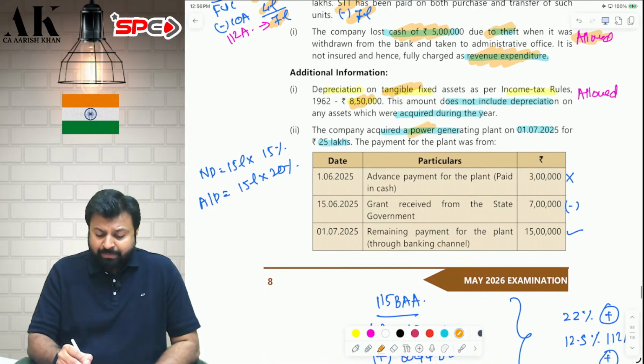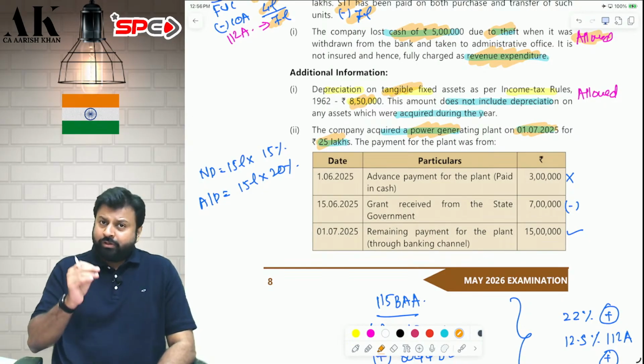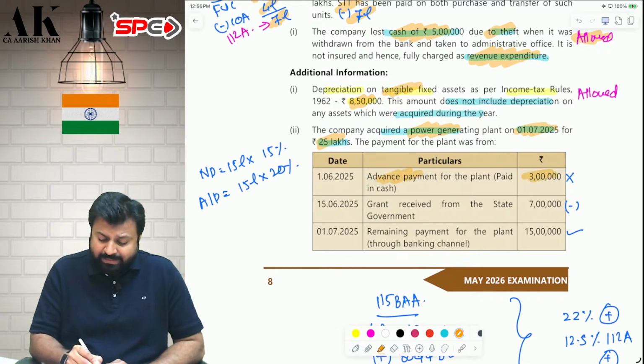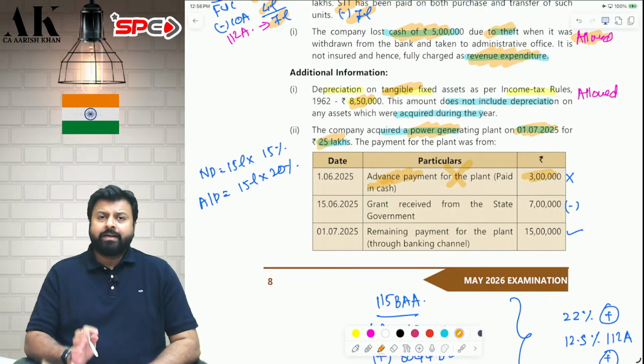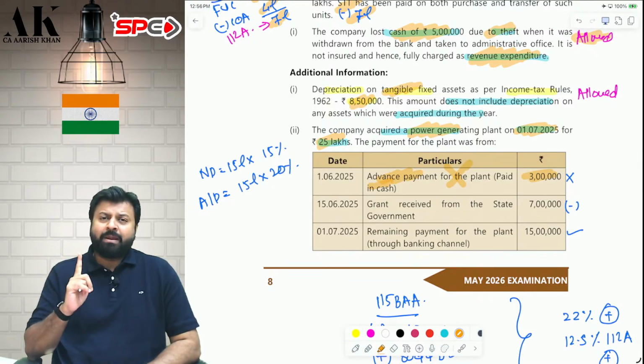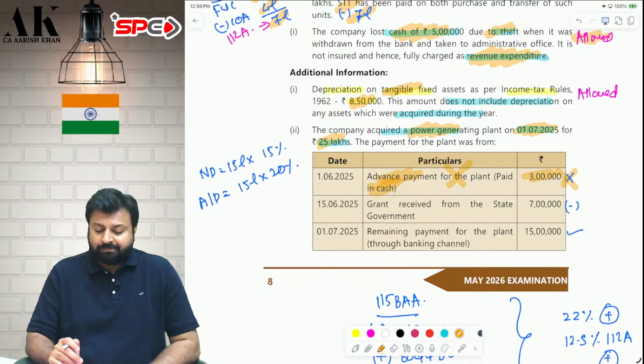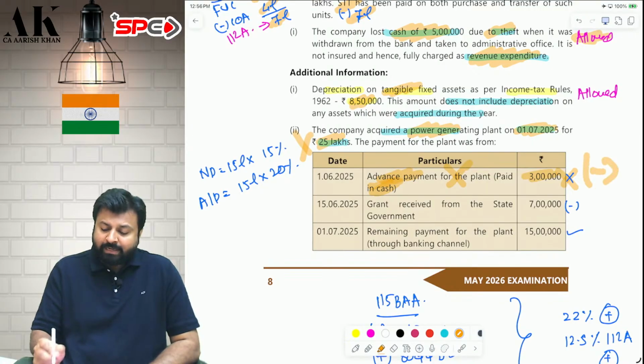Then you have purchased some power generating units on 1st of July for 25 lakhs. Now, you need to be very careful. The payment is made as follows. First, you made an advance payment of 3 lakh rupees in cash, not allowed. It is written in section 43(1). If you make a payment for a fixed asset in excess of 10,000 rupees to a person in a day by other than 4 modes, then that expenditure shall not form part of actual cost. You are making the payment of 3 lakh rupees here in cash, therefore this will not form part of actual cost. So out of 25 lakhs, reduce this 3 lakhs.